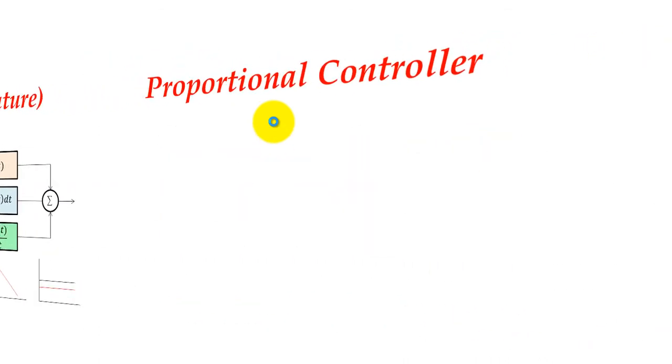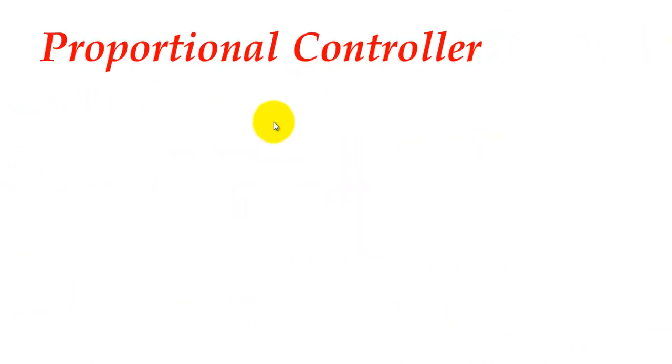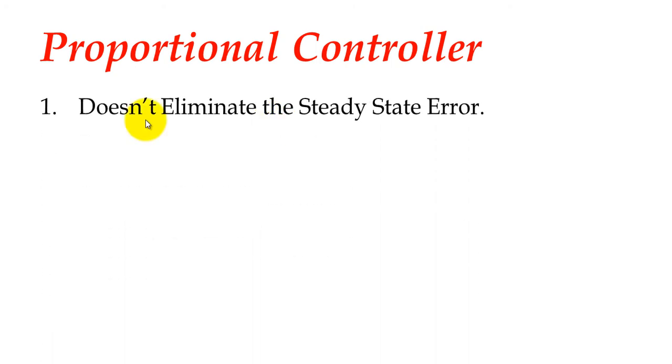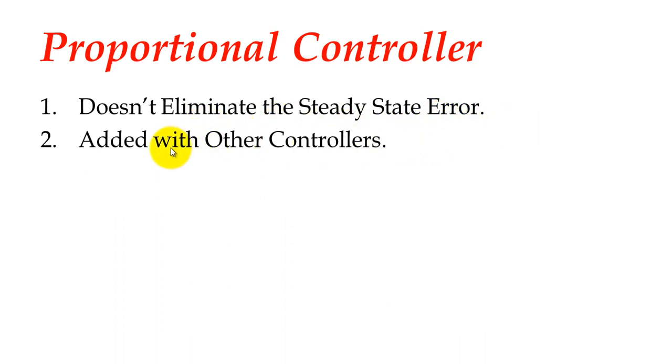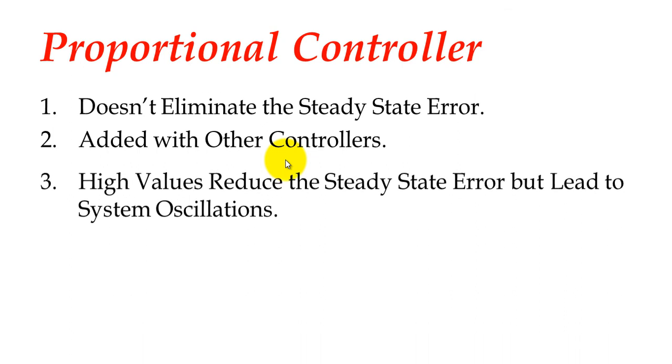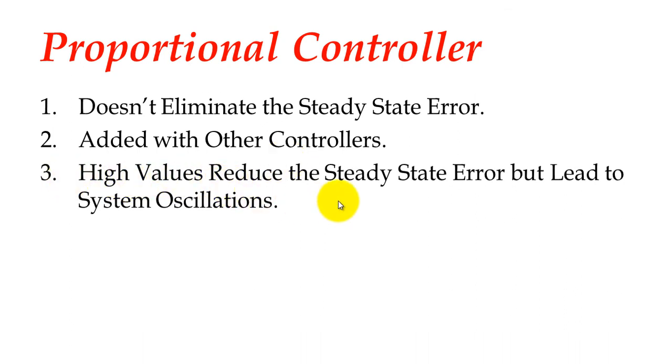So in order to summarize what we have talked about in this lecture, we have talked about three terms in the PID controller. The proportional controller, and actually it doesn't eliminate the steady state error in most applications. And in real life, the proportional controller is always added with other controllers. High gain values reduce the steady state error but lead to some system oscillations.